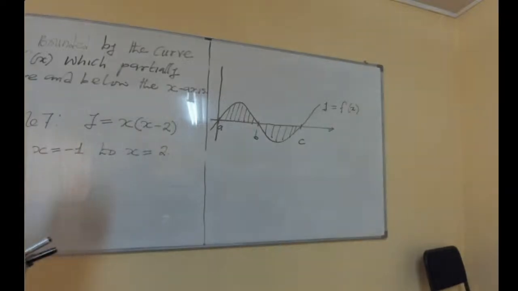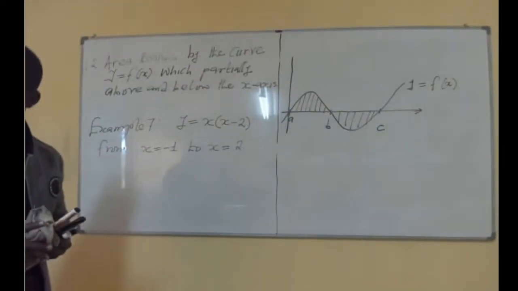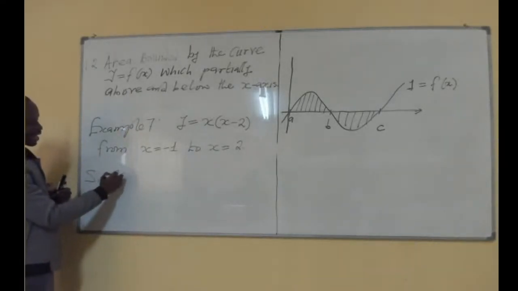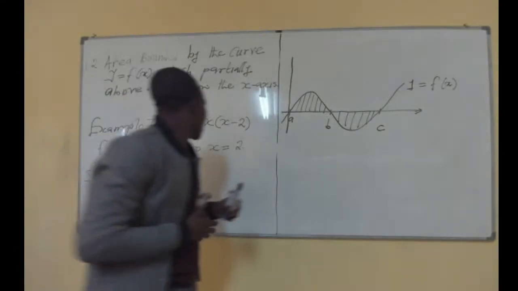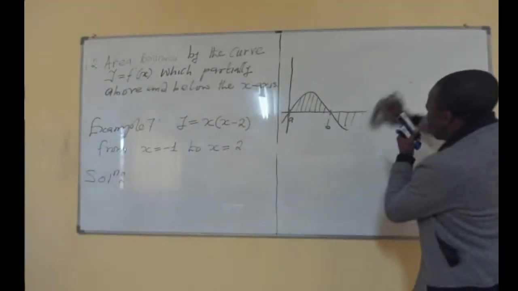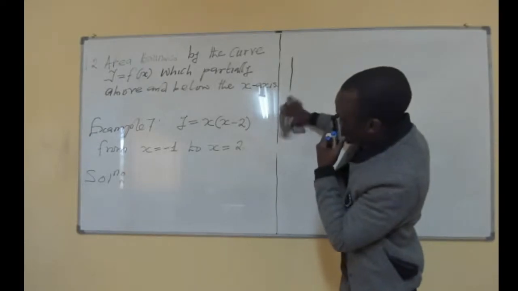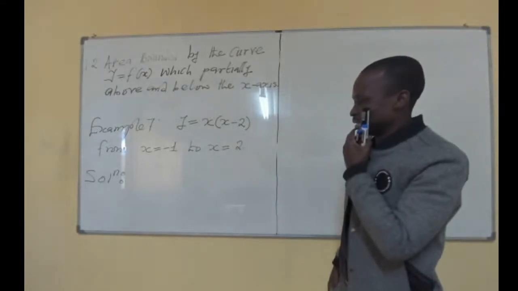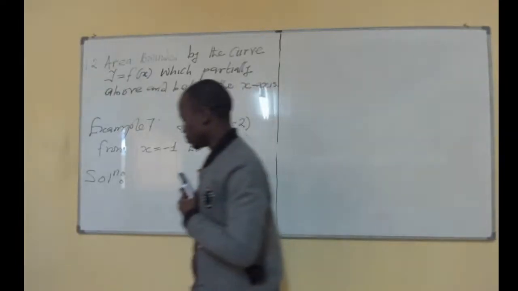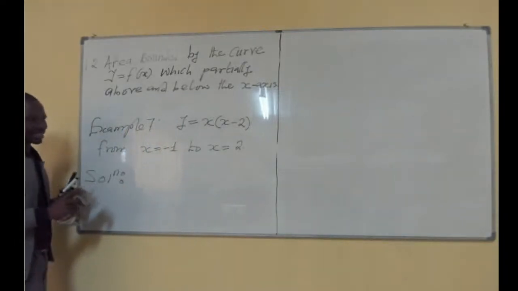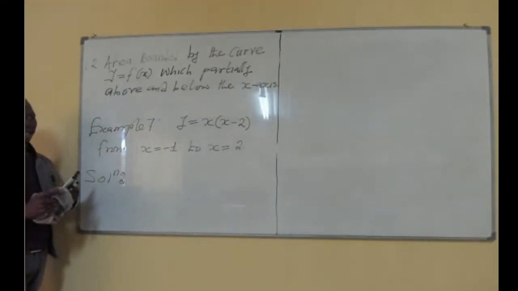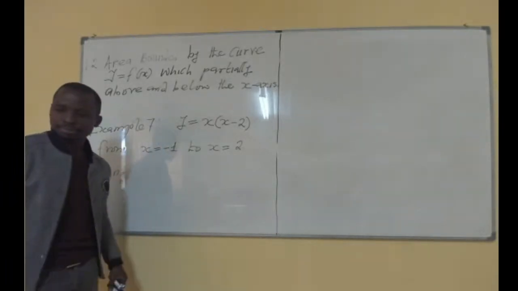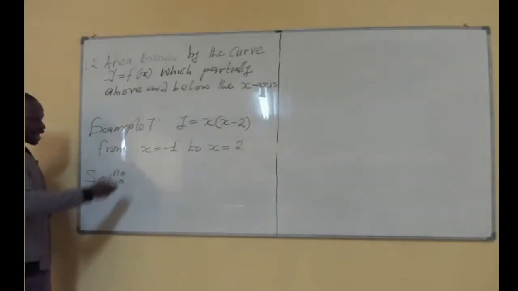Let's look at this example now. Let's look at the solution to this example. They're asking us to find the area bounded by the curve y equal to x multiplied by x minus 2, and the x-axis, from x equal to -1 to x equal to 2. Now, let's sketch the graph of this function.